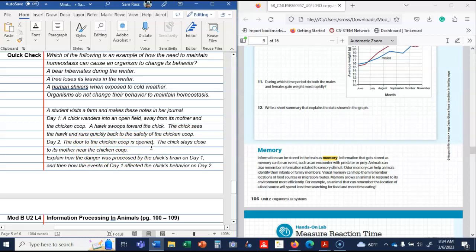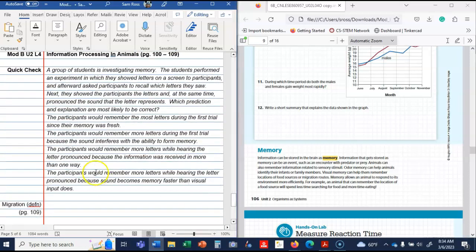So when the chick had the interaction with the hawk on the first day, it learned that if it goes away from its mom and away from the coop, then it could be in danger. And so the second day, it stayed close to mom and close to the coop.